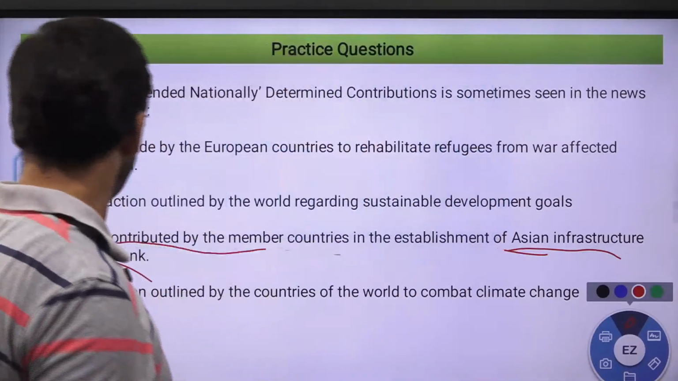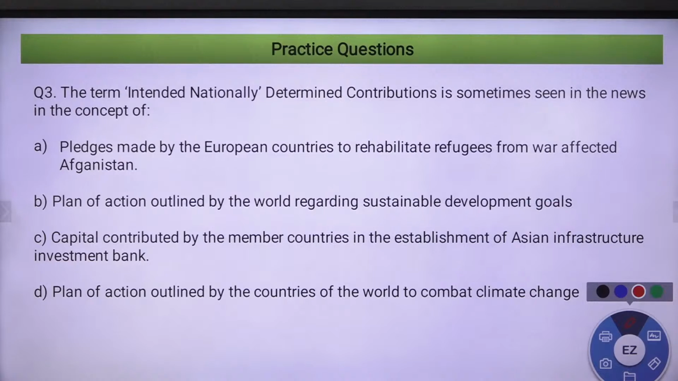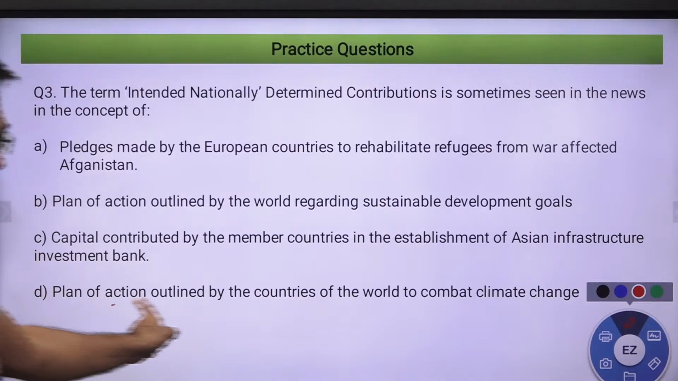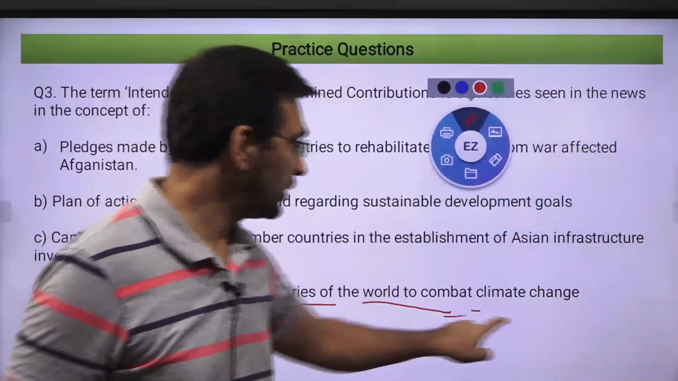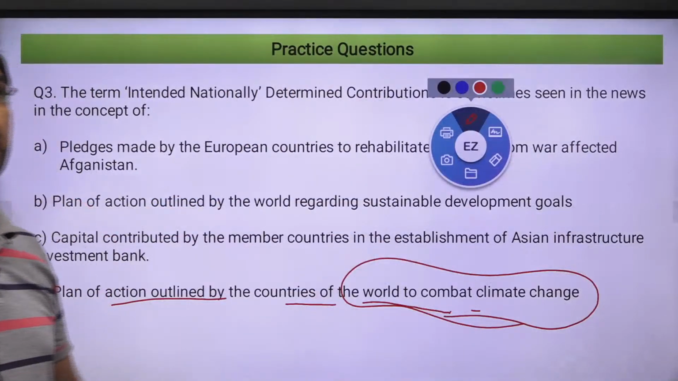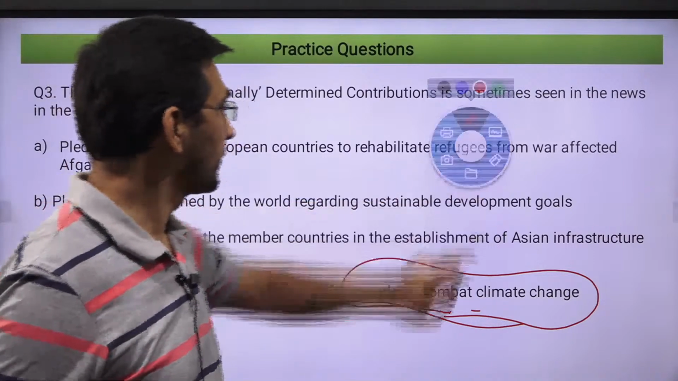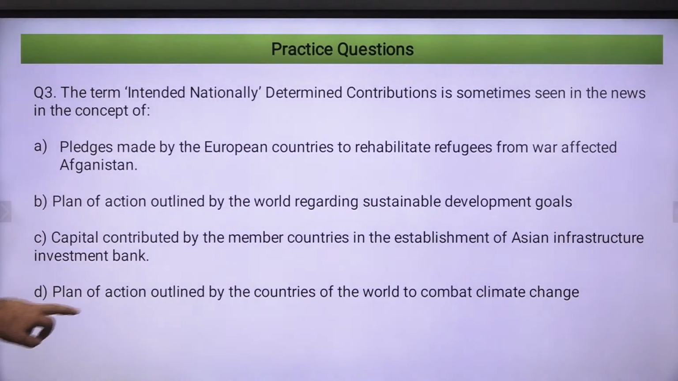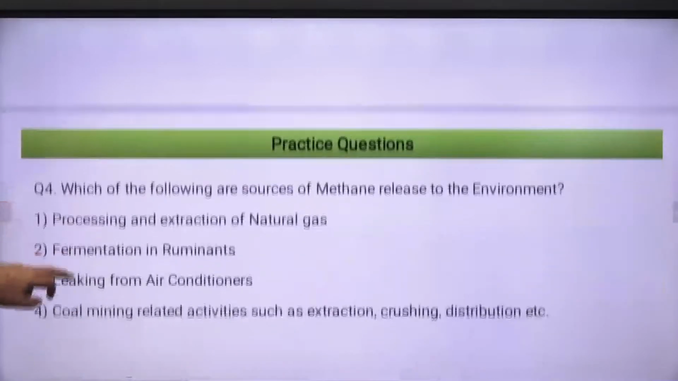So it means this intended nationally determined contribution is a plan of action. Plan of action outlined by countries of the world to combat climate change. So basically it is related to climate change, or the reduction in the release of greenhouse gases. Okay, so D is going to be the correct option. Let's now move on to the next one.